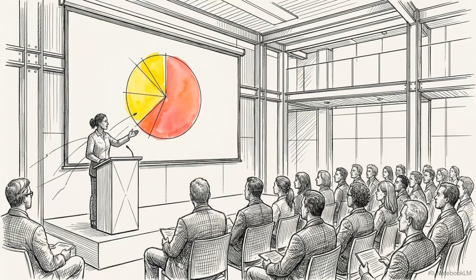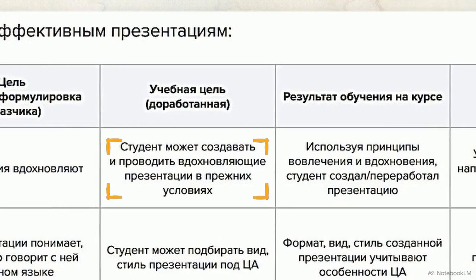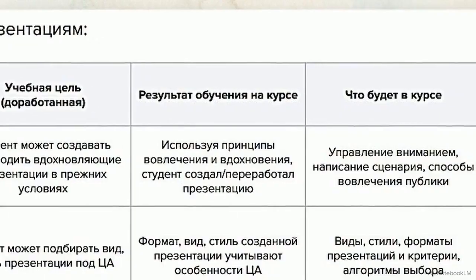We can see this in practice in a case study for an effective presentations course. This chart shows the initial stakeholder demand in the far left column. They want presentations to be inspiring. As an instructional metric, inspiring lacks the specificity needed for design. The second column translates this into a learning goal. The student independently creates and delivers a presentation under specific conditions. This leads to the learning result in the third column. The proof is the generated artifact, an actual presentation deck built or revised by the student.